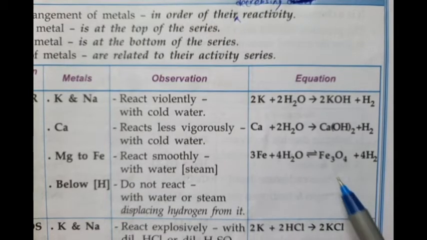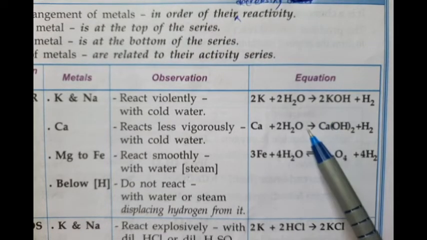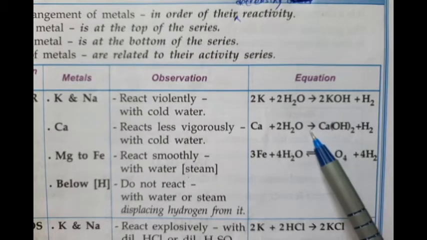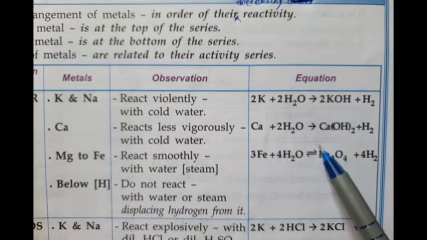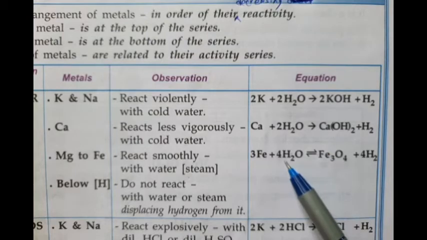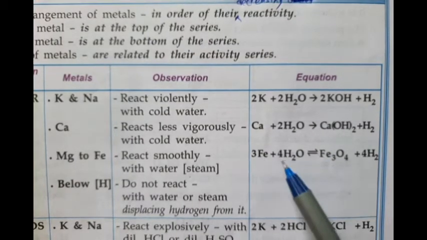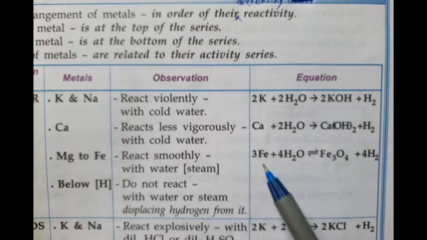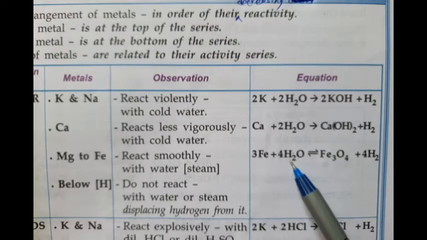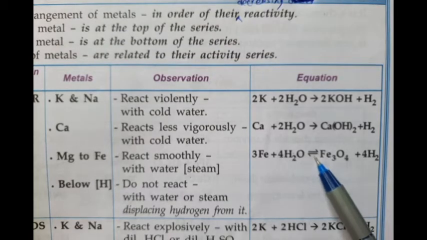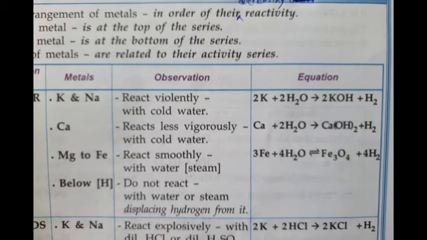Therefore there is no reaction. You can see this is irreversible, this is irreversible, but this one is reversible. So which element reacts with water and the reaction becomes reversible? The answer is iron. No need to go through the reaction, just remember the name. Name the metal which reacts with water and the reaction becomes reversible. This is the symbol of a reversible reaction, and the answer is iron, students.